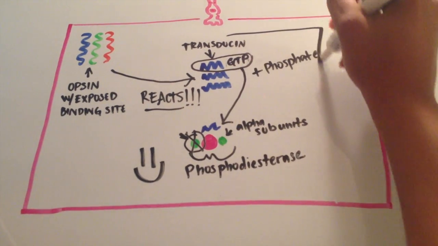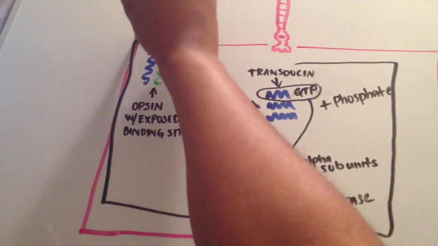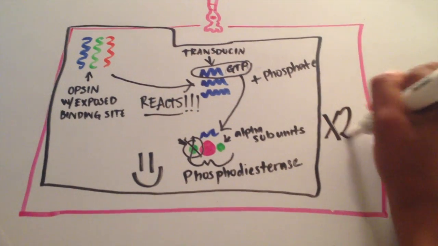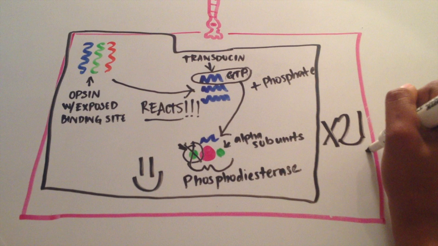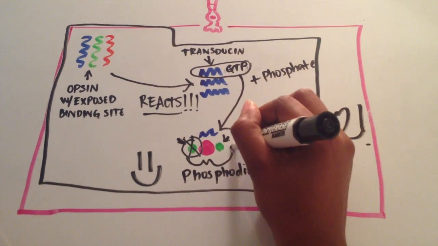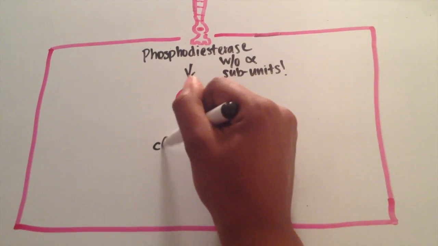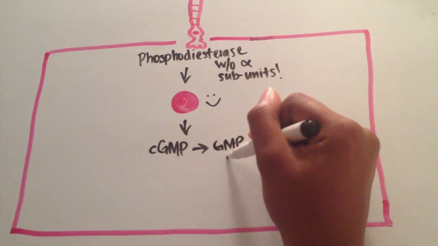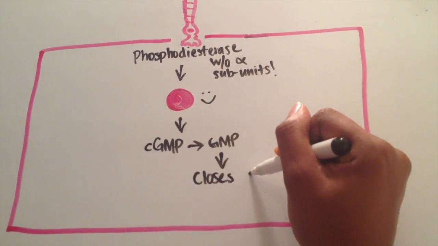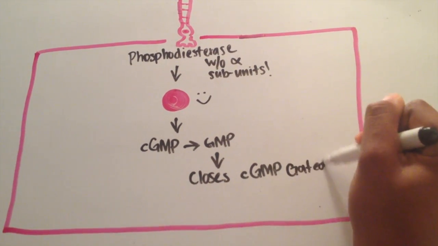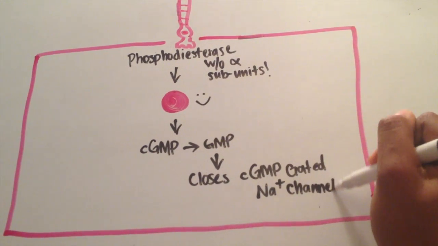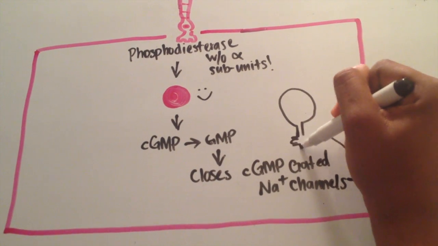Now, in order for the PDE to complete its intended purpose, that whole reaction starting with the photon and ending with the transformation of GDP to GTP must happen again so the PDE can lose its second alpha subunit. Once the PDE becomes isolated, it can fulfill its intended purpose of transforming cGMP to GMP, which will close cGMP-gated sodium channels, essentially giving us vision.